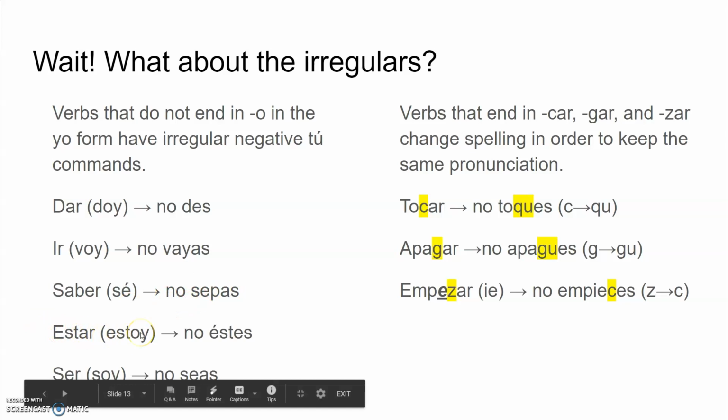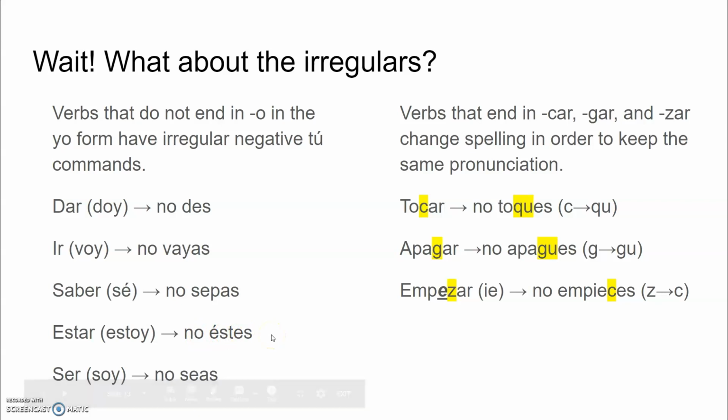Estar, the yo form is estoy. This becomes no estés. Note that there is an accent on this E. It's going to be muy importante. No estés. Don't be. And finally at the bottom there we have ser. The yo form is soy. And its form is going to be no seas. This is not sees. It looks like sees, but this is no seas.